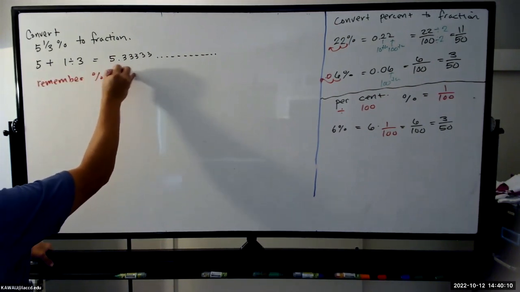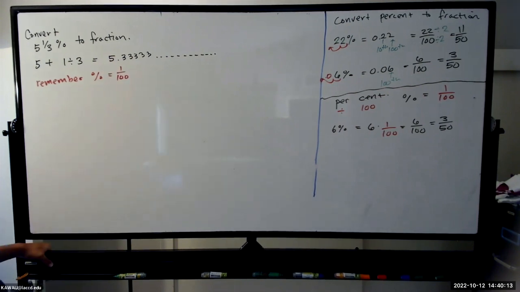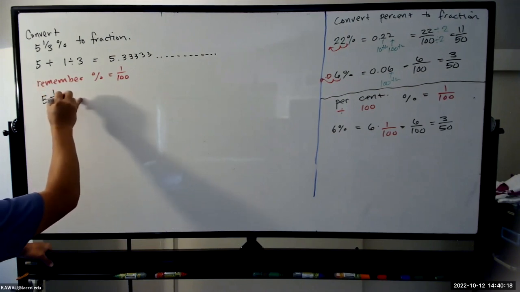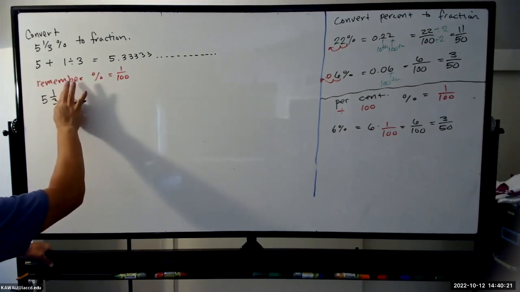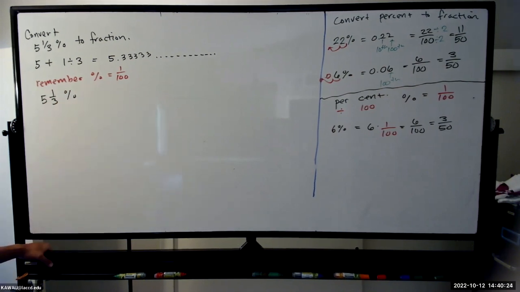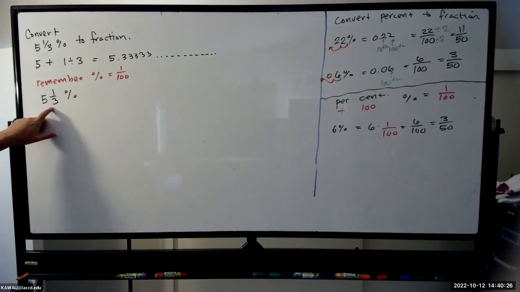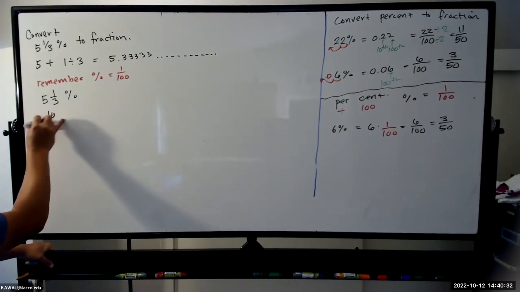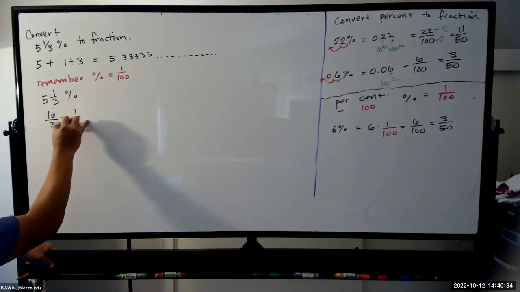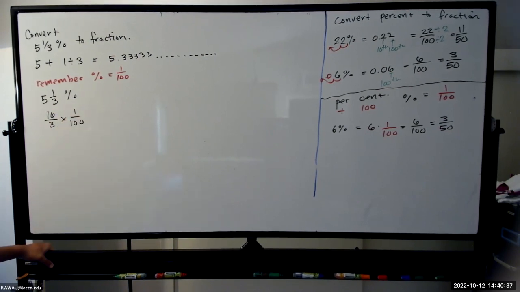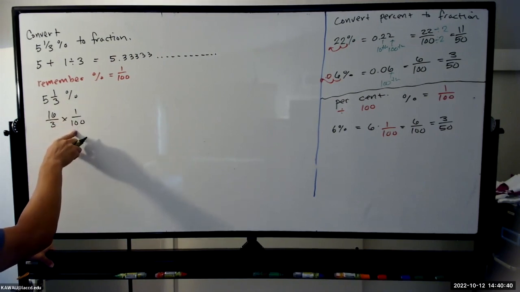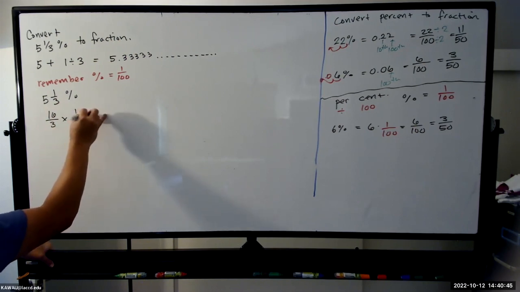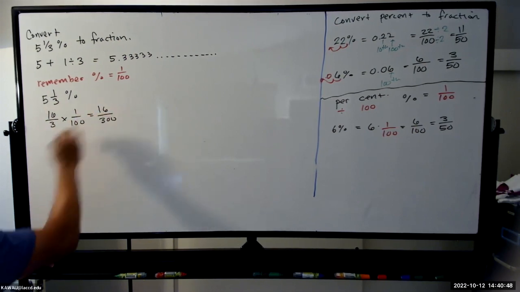Okay. So let's remember percent is equal to 1 over 100. So 5 1/3 times percent. Okay. So let's convert this into a mixed number. 3 times 5 is 15, plus 1 is 16. Okay. Remember that percent is equal to 1 over 100. Okay. I just converted this to a mixed number. So now I have 16 over 300.